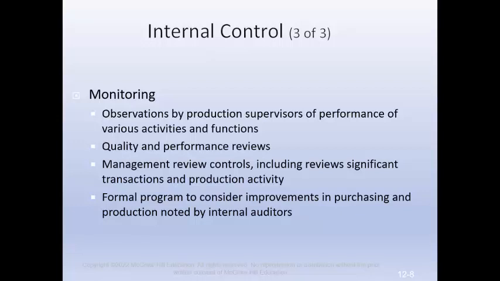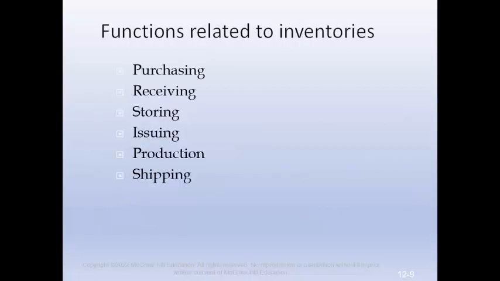Monitoring controls can include the use of software to monitor purchasing transactions to identify unusual transactions that may be in error or fraudulent. The controls for production include observations by production supervisors of the performance of various activities and functions, and quality and performance reviews. Management should also have a formal process for considering recommendations by the internal auditors for improvements in the purchasing and production functions and the related control activities.